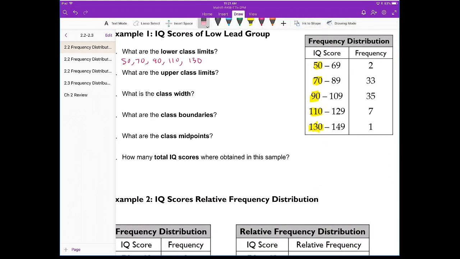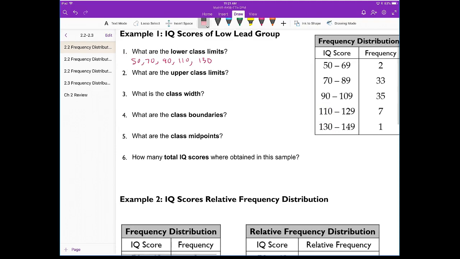And then the second question asks, what are the upper class limits? Upper class limits are the largest numbers in each of the classes. So in this case, we have 69, 89, 109, 129, and 149.